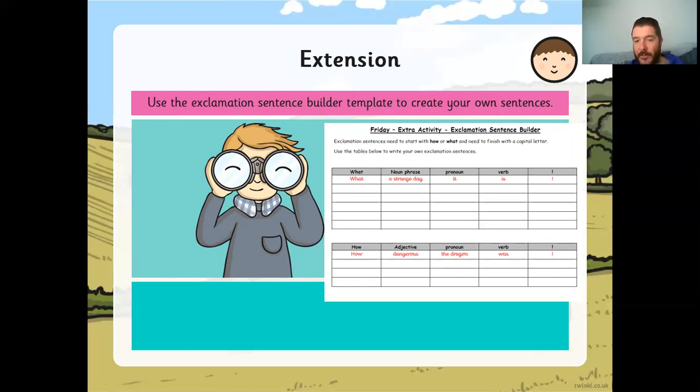For the how ones, you do your how word, then choose an adjective, then a pronoun or a noun with it. So for example, the dragon, then a verb, and then exclamation mark. So how dangerous the dragon was. You could do how dangerous the scary dragon was if you wanted to. Okay, that's an extension. You don't have to do that. You can just do it if you want to. And how many can you create?